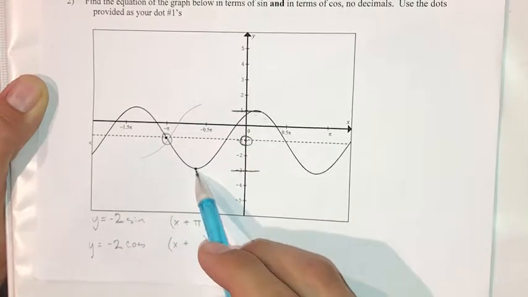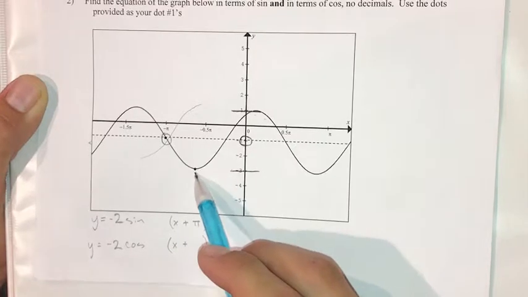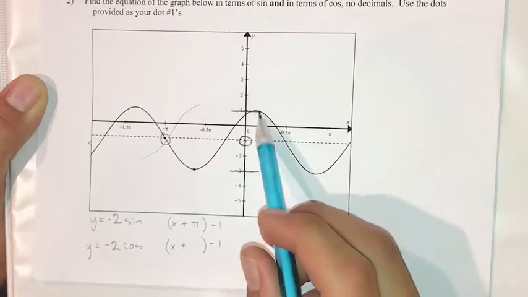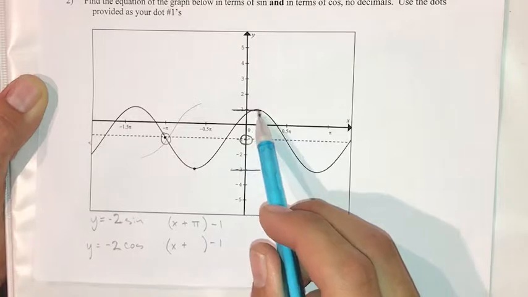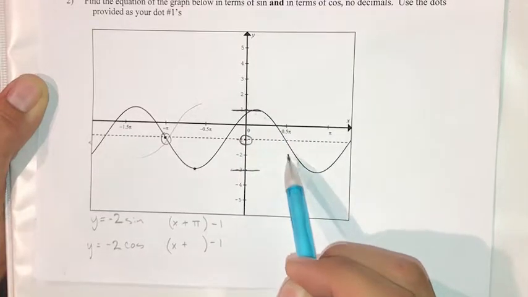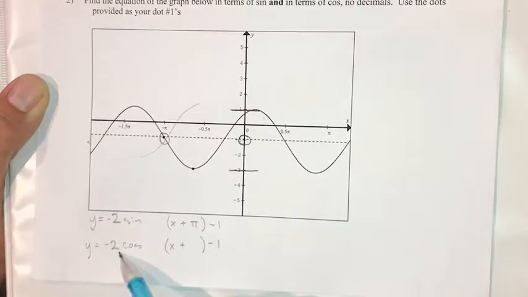And same thing down here with cosine. Cosine is -2 because normally, if it was a positive equation, it would start up here and work its way down first. So that's where we get the -2 in.